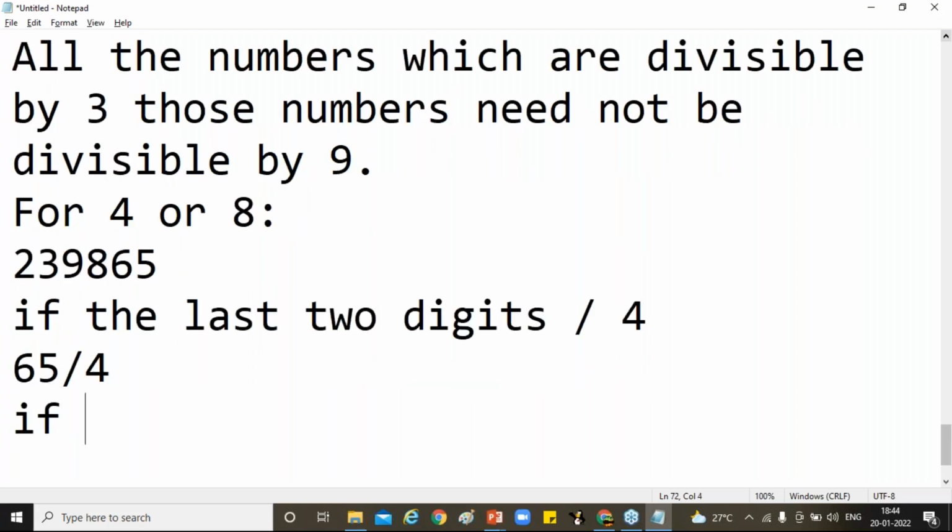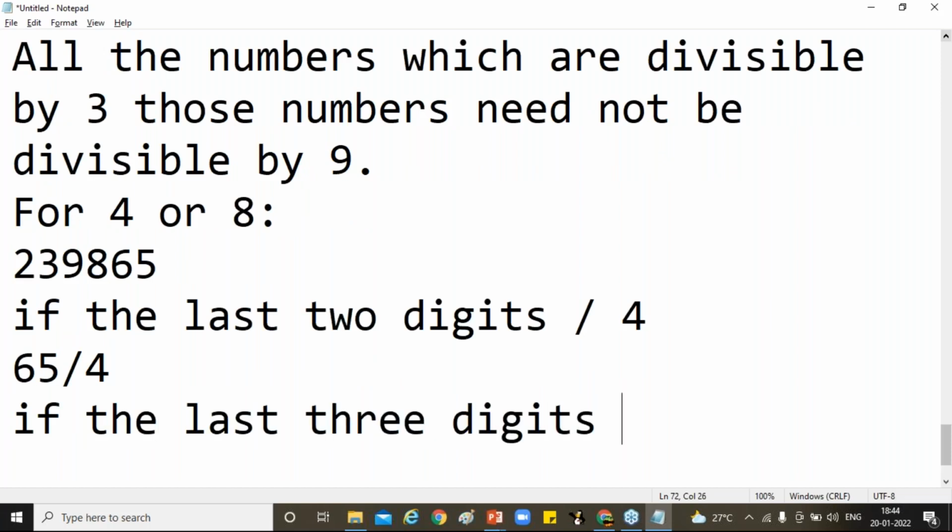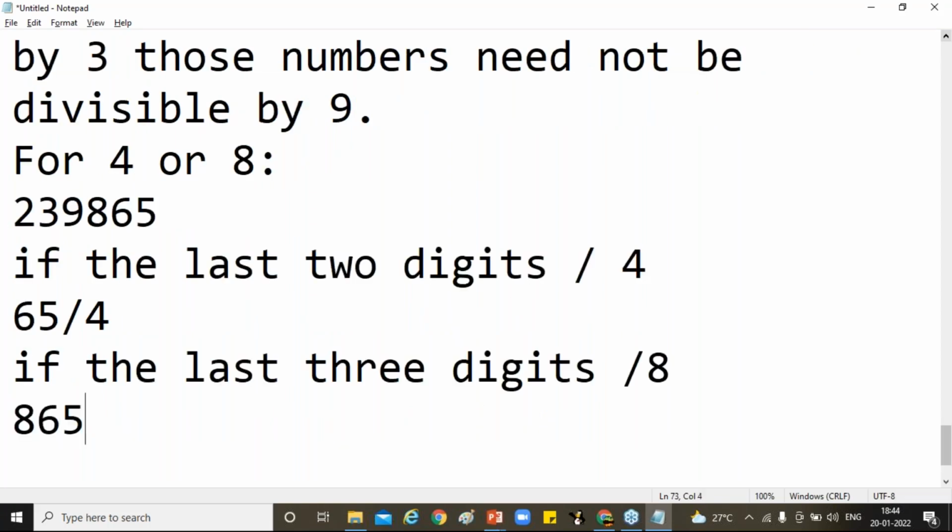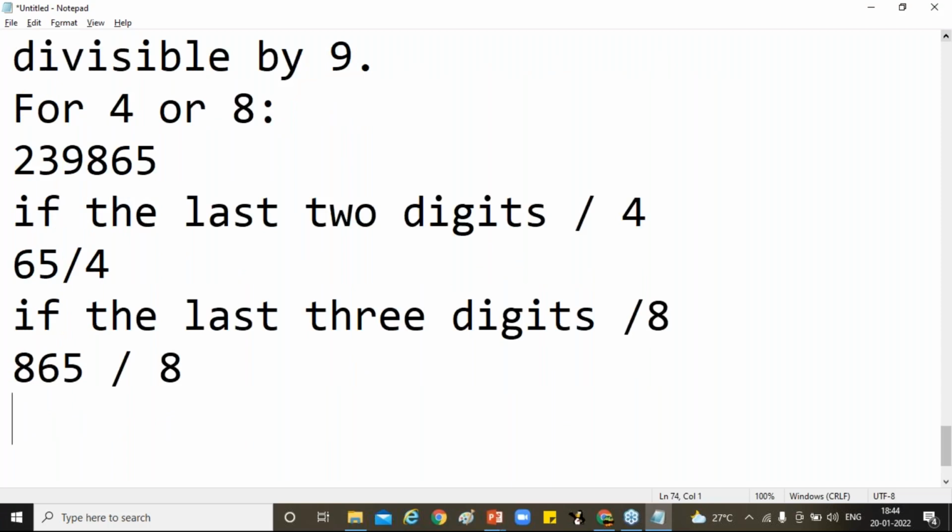But coming to 8, if the last 3 digits of the given number are divisible by 8, then the whole number is divisible by 8. The last 3 digits are 865. Is 865 divisible by 8? No. How many times? 8 tens are 80, 6 is there, 65. 8 eights are 64. It means that 865 is not exactly divisible by 8. So the given number 239865 is not exactly divisible by 8.